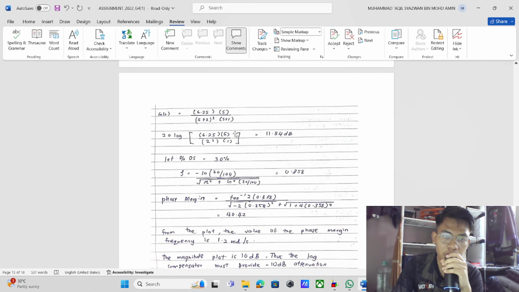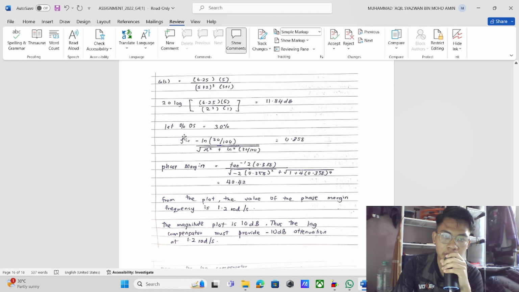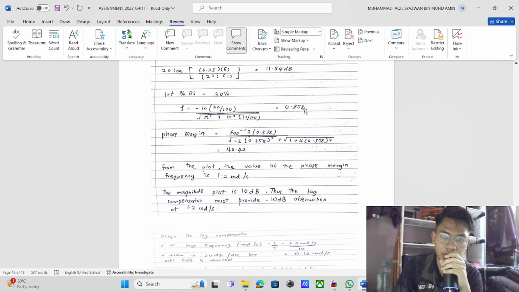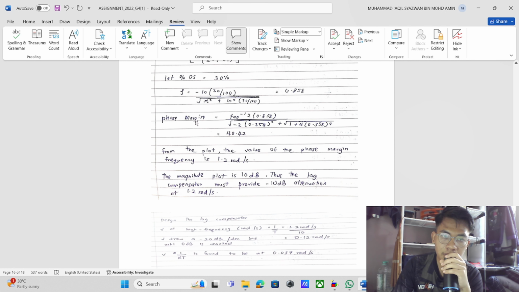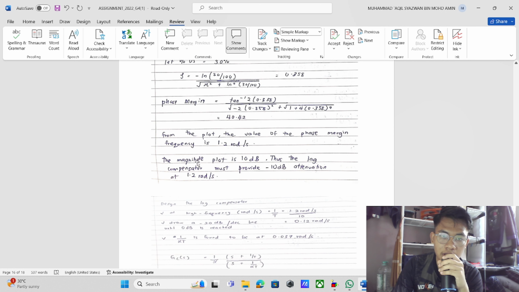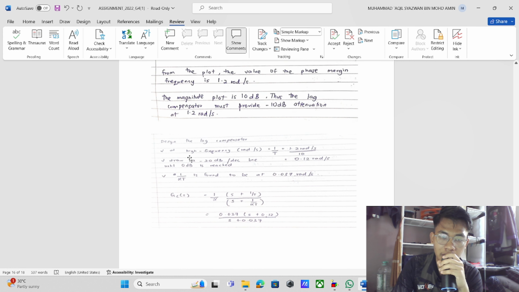We use the 20 log to find dB and put overshoot here, and use it to find the damping ratio, and lastly find the phase margin, and we got the magnitude. This is our designed lag compensator.